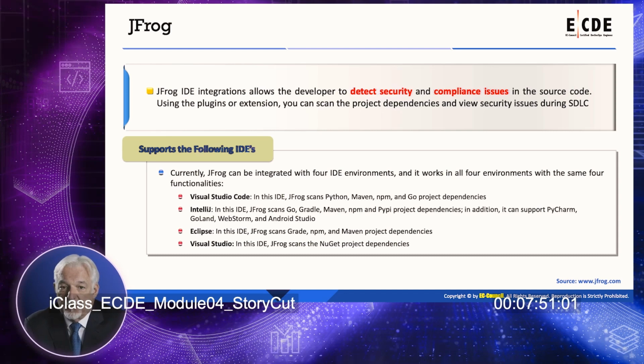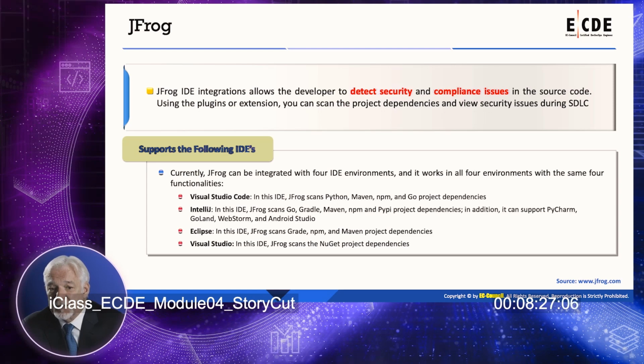JFrog supports the following IDEs. Currently it can be integrated with 4 primary IDE environments, and it works in all 4 environments with the same functionalities. So you have Visual Studio Code. In this IDE, it scans Python, Maven, NPM, and Go project dependencies. When integrated with IntelliJ, JFrog scans Go, Gradle, Maven, NPM, and PyPI project dependencies. In addition, it can support PyCharm, GoLand, WebStorm, and Android Studio.